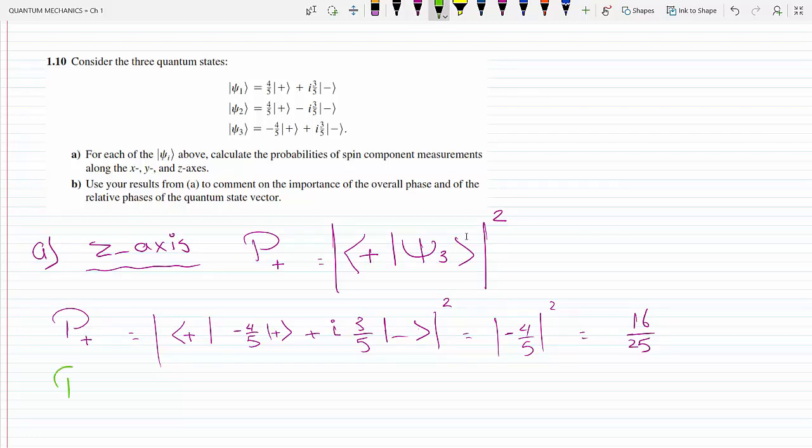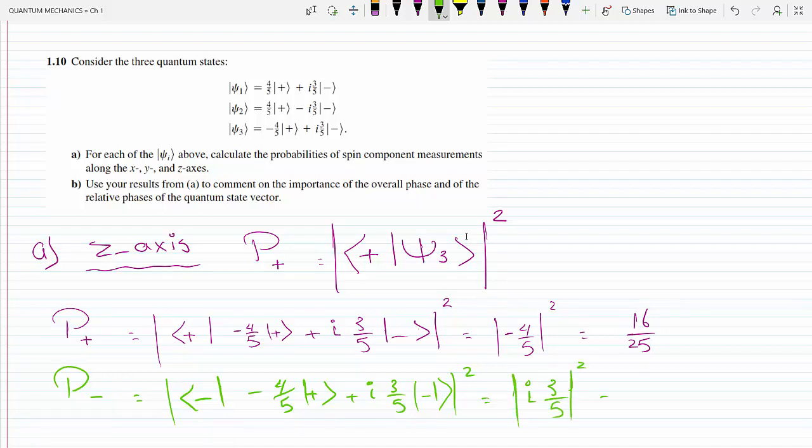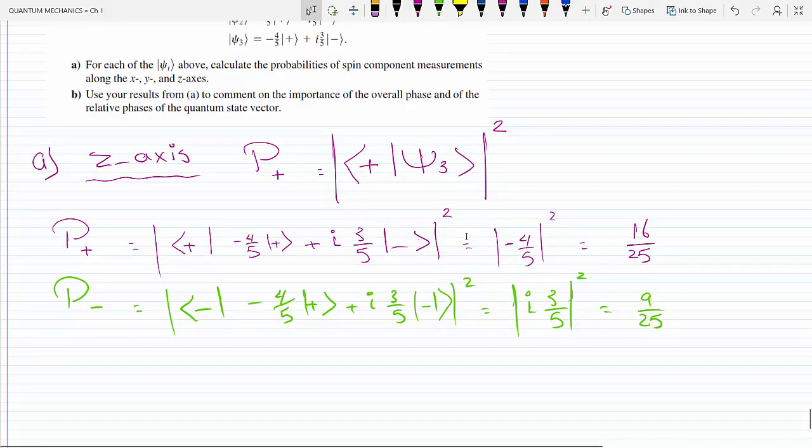And similarly for the spin down state, now we just switch this to the spin down state and the same wave function. And this time spin up will be 0, and then we will get spin down is 1, and we will get, oops, sorry, wait, I switched this. We will get i 3/5, which would give us 9/25. So this was along the z-axis. If we do the other axes, it's the same thing. We just have to operate with a different spin function.